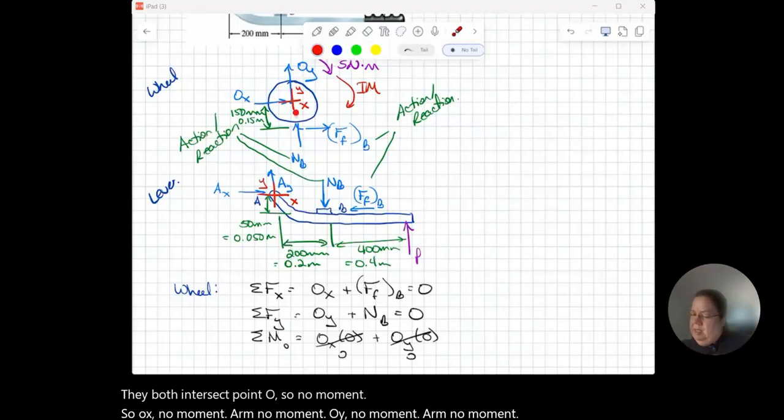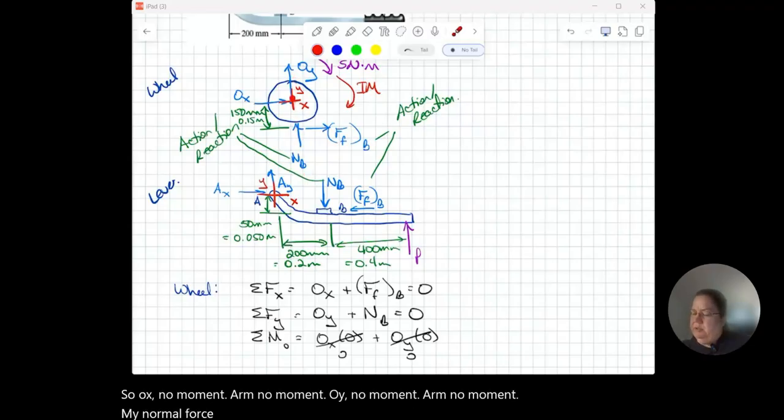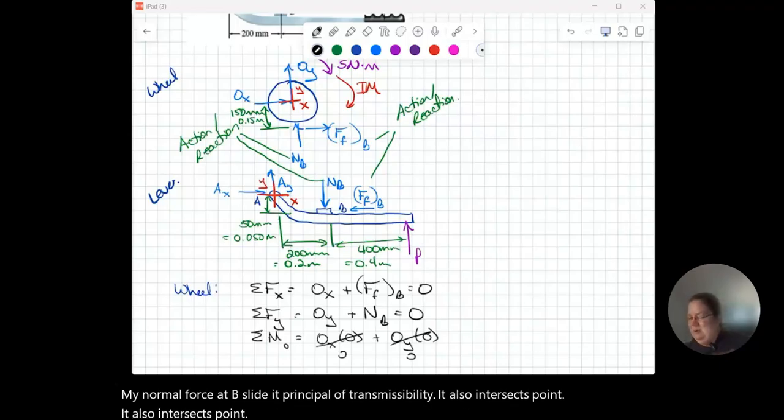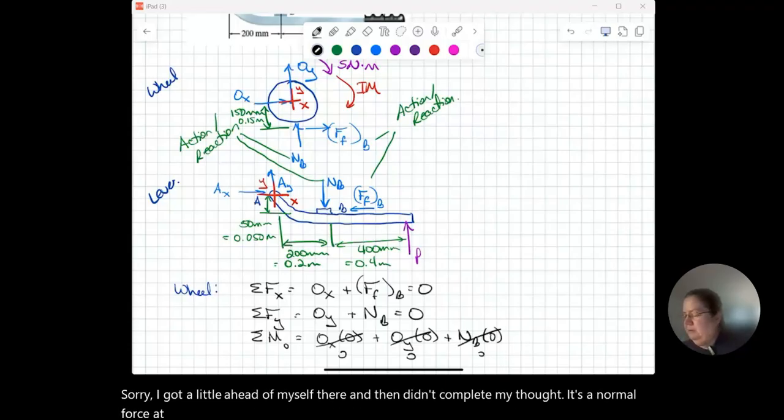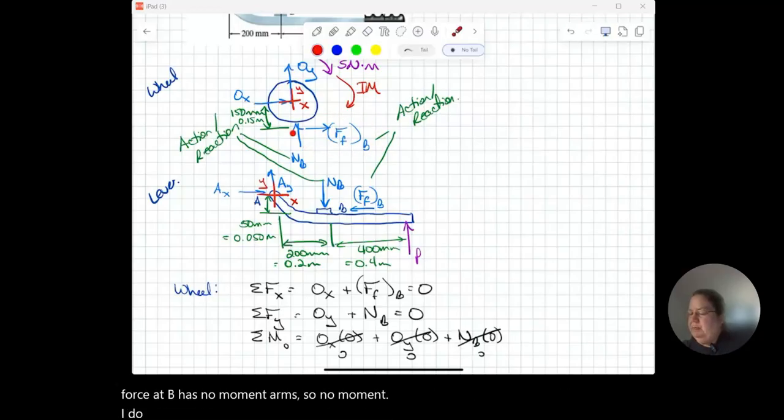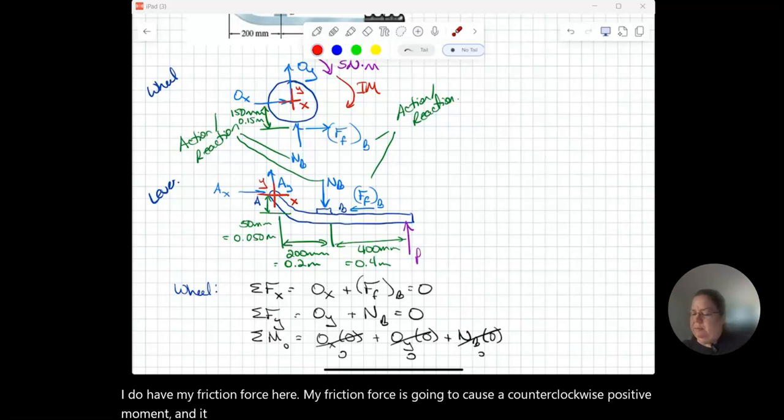My normal force at B, slide it, principle of transmissibility, it also intersects point O. Sorry, I got a little ahead of myself there and then didn't complete my thought. So the normal force at B has no moment arm, so no moment. I do have my friction force here. My friction force is going to cause a counterclockwise positive moment, and it is 0.15 meters away from point O.